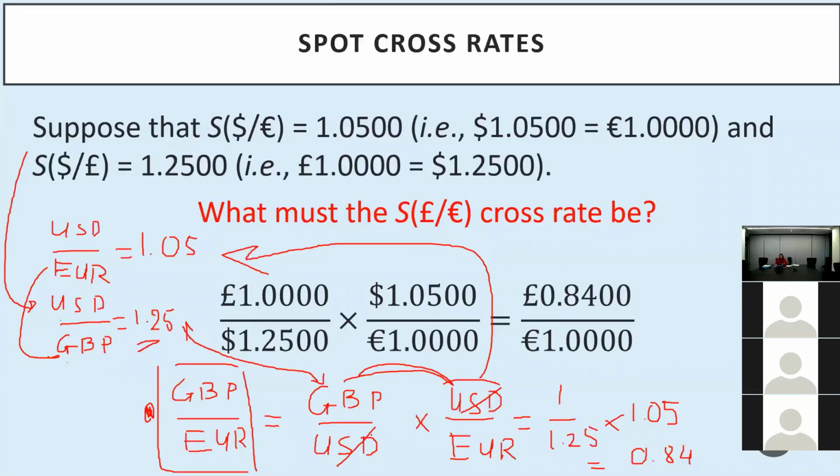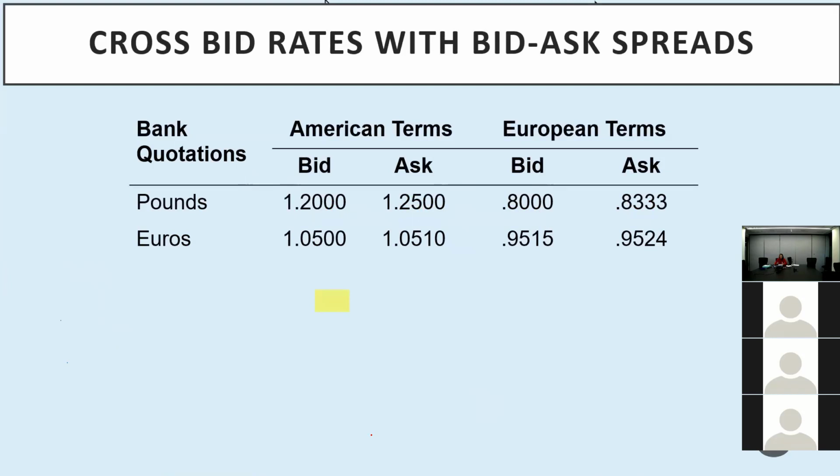So now that we understand how to calculate a cross rate, let's apply that to work out the cross bid and ask rates. Okay. So in this case, we have a little bit more work to do because we have bid and ask, and then we have the cross rates as well. So what we have here is we are given two exchange rates. So we are given the exchange rate between the pounds and the USD on the first row, and on the second row we have the euro and the USD. Right?